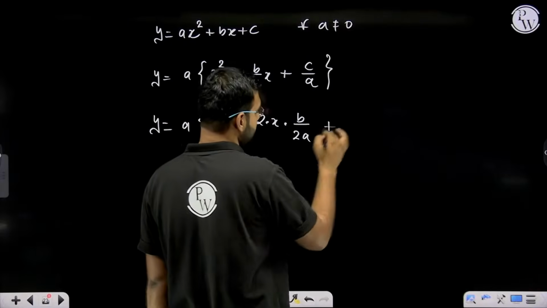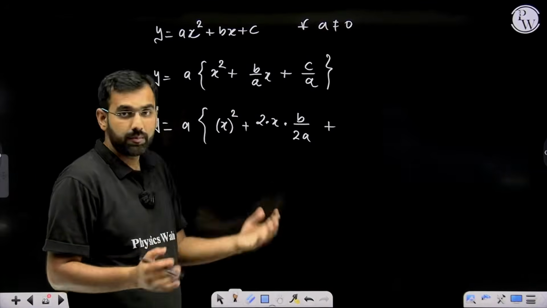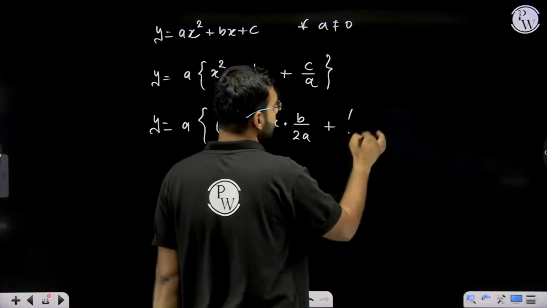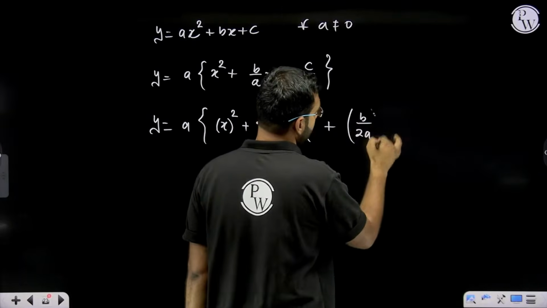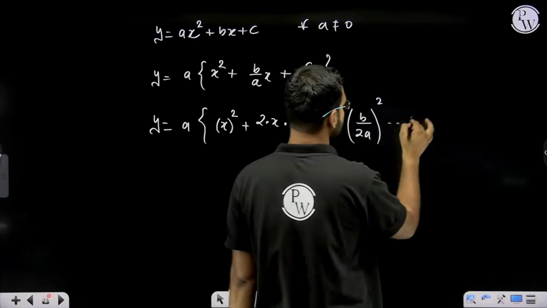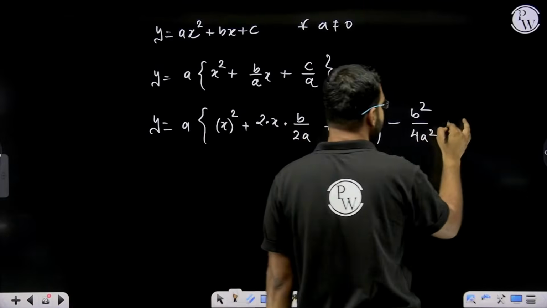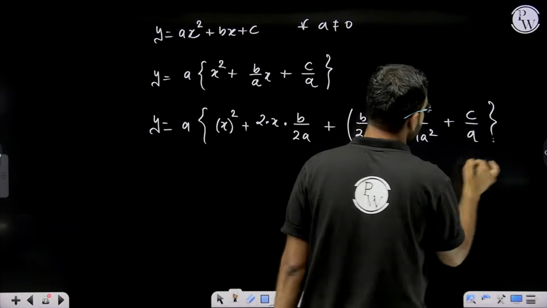What am I doing here is a simple problem, that it is a square plus 2ab. So I need b square. B square means what? I need b by 2a whole square. So if I have added this, I got to subtract this, which means I got to subtract b square by 4a square from here. But it already has this c by a, so that needs to be kept there.